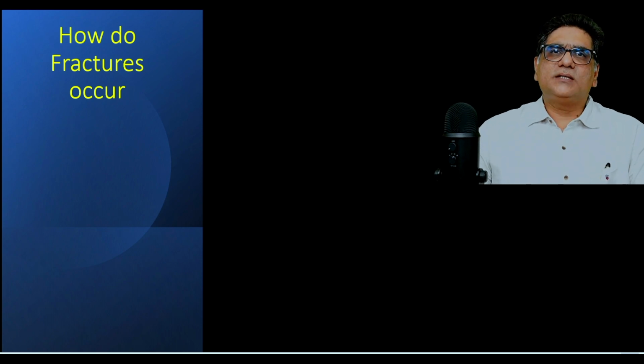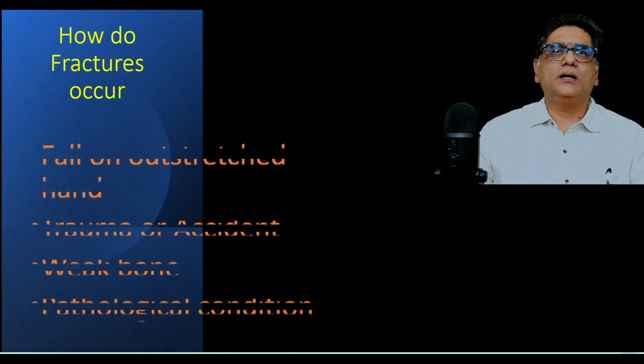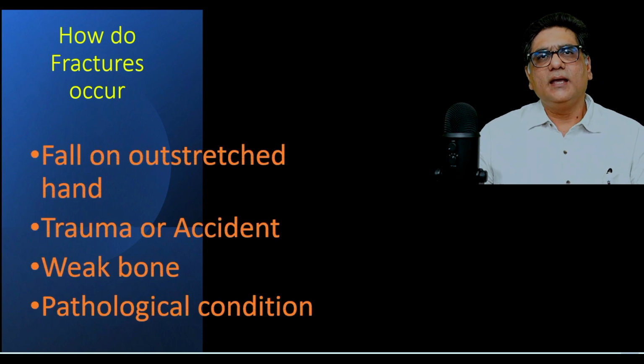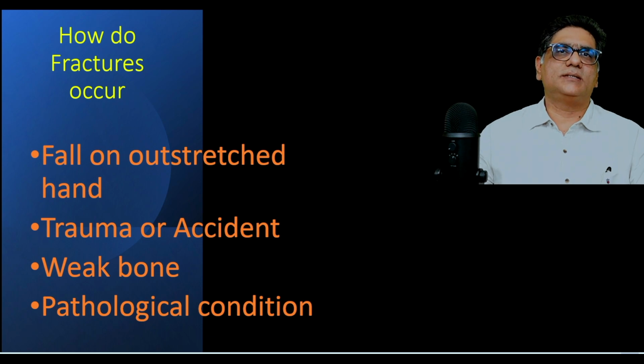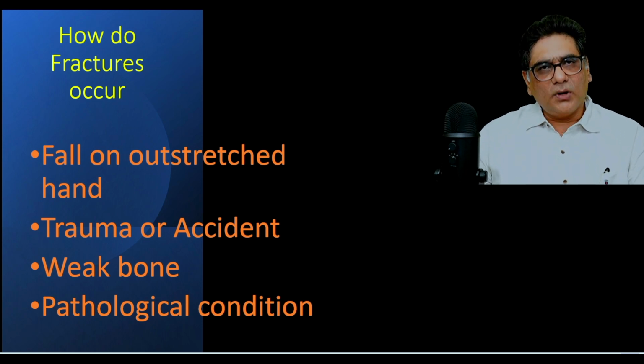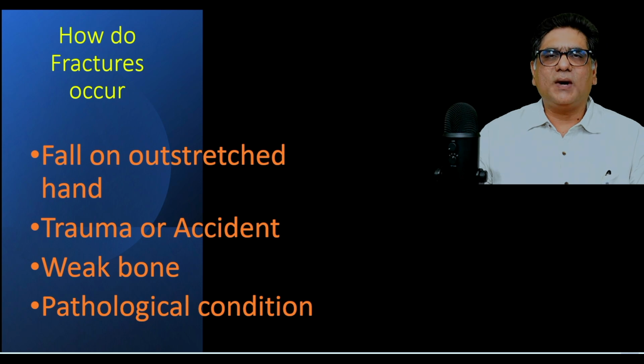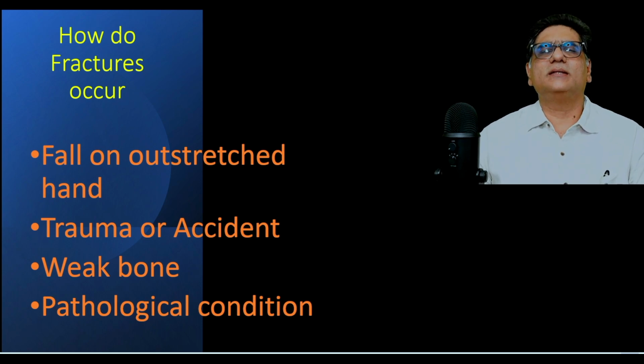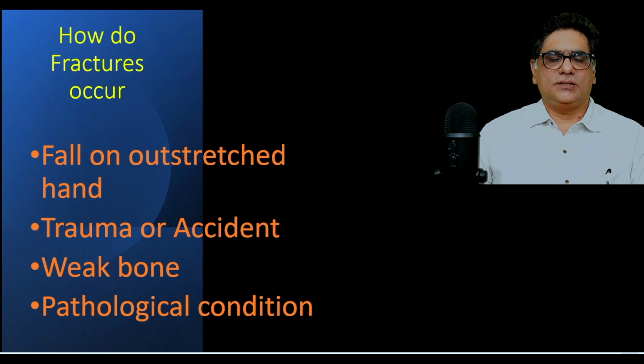Now, how do fractures occur? Fractures of the wrist most commonly occur due to a fall on the outstretched hand, and the whole body weight comes on the wrist and the bone fractures. It also occurs if there is an accident like a heavy object falling on the wrist, or in a polytrauma where the wrist fracture is part of many fractures. It also occurs in a bone which has been weakened due to osteoporosis or a pre-existing pathological condition, say like a bone tumor. A minor injury can then cause a fracture.